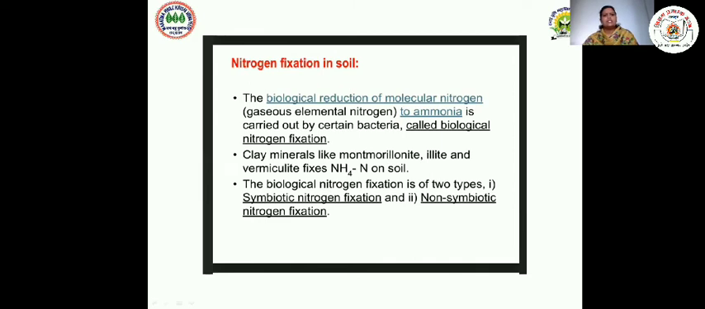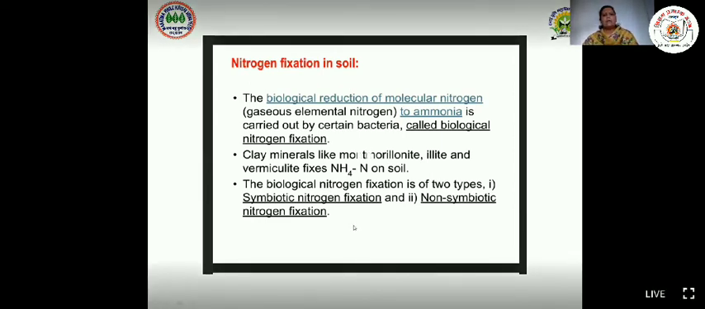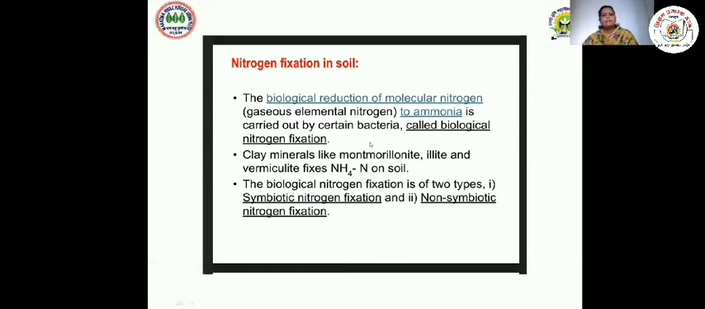Nitrogen fixation in soil. The biological reduction of molecular nitrogen to ammonia is carried out by certain bacteria. Are you getting? The biological reduction of molecular nitrogen to ammonia carried out by bacteria is known as biological nitrogen fixation. Which minerals are involved in this? Montmorillonite, illite, and vermiculite fix NH4-N in the soil.